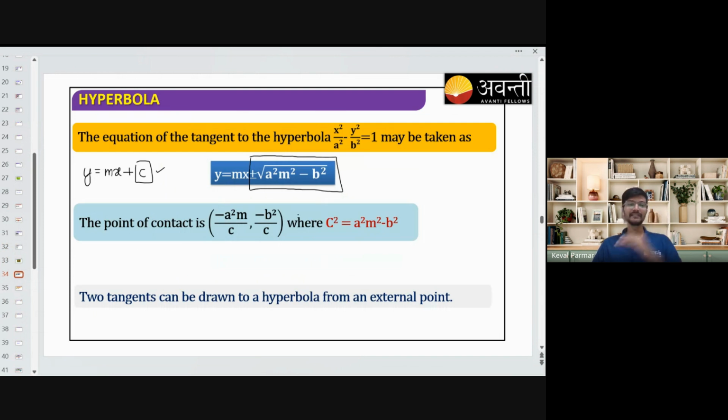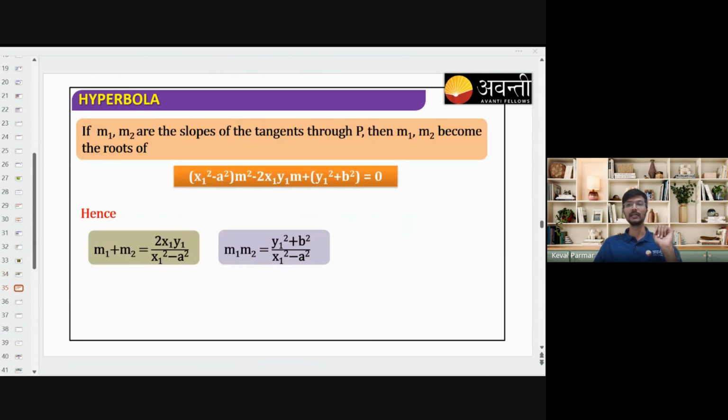I'm just summarizing it. Next, obviously there will be two tangents drawn from an external point. Any second degree curve, guys, circle, parabola, ellipse, hyperbola, if tangents are drawn from external points, there will always be two tangents. Correct? Chalo. So let's see what we have next. Yeah. This is important as we did it in circle, parabola. It must feel like a revision to you all, so you'll pay attention here.